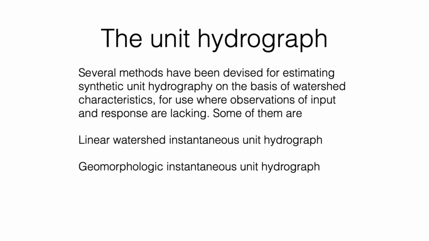In many cases, it is very complicated to obtain enough information about a watershed to determine its real unit hydrograph. For this reason, many authors have developed synthetic hydrographs that can be used to approximate the unit hydrograph for any given watershed, given some of its characteristics. Among them, the most important may be the linear watershed instantaneous unit hydrograph and the geomorphologic instantaneous unit hydrograph.